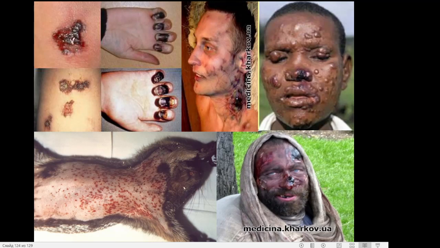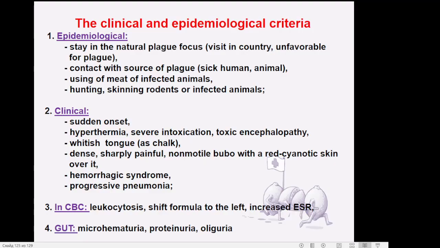That's all. Now here complications, for example, gangrene of fingers, ulceration with damage of vessels. Here is the skin form of plague, here how it looks. Criteria belong to epidemiological criteria and to clinical.